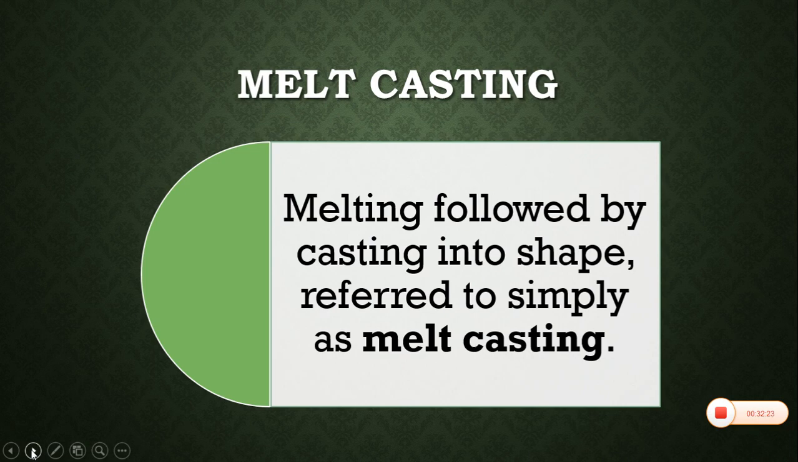The melt casting method, as mentioned earlier, is the method in which material in powdered form is melted by using high temperature. Then the molten material is cast into a specific shape. It simply refers to the melt casting technique, and it is very popularly used for the production of glasses.